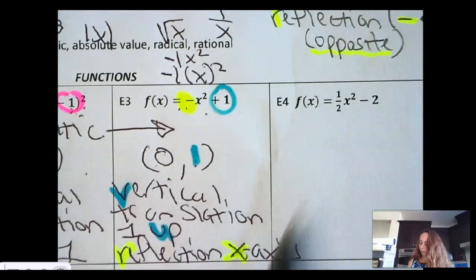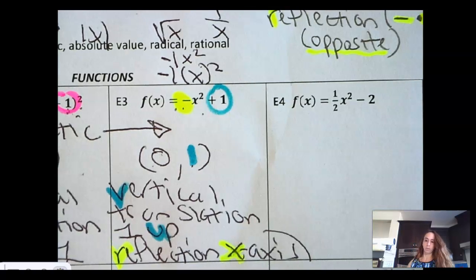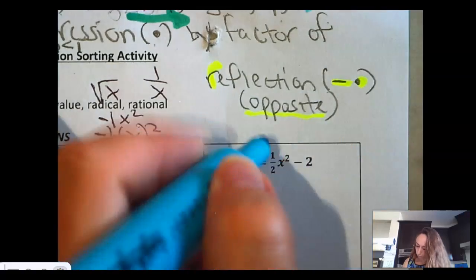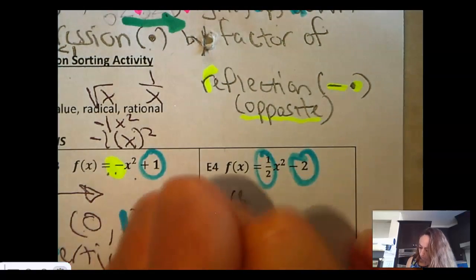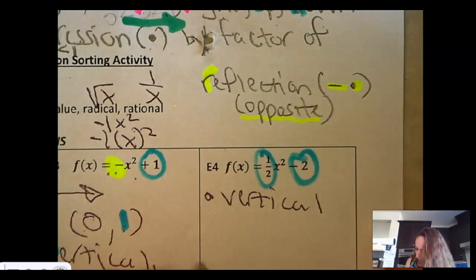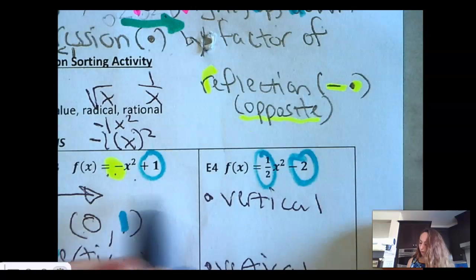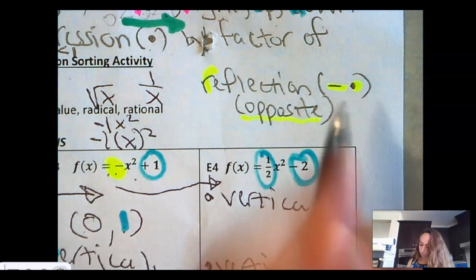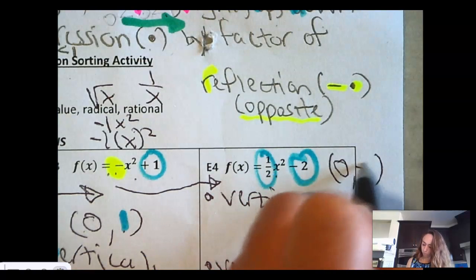I know I didn't give you much space. Sorry about that, but I wanted to take up one page. All right, let's do the next one. The next one, I've got two transformations. They are both on the outside, which means they're both going to start with vertical. Okay, and by the way, it is quadratic. And the vertex, there's nothing being added here. So 0, negative 2.